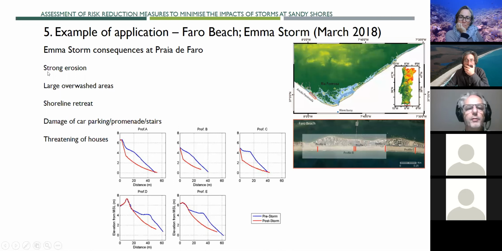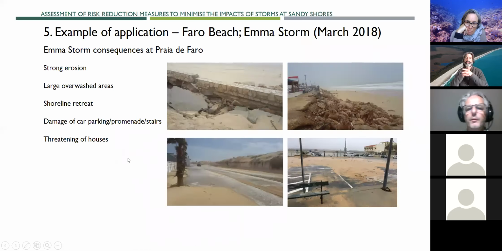It promoted strong erosion. You can see here the profiles that we made before and after. We had removal of 2-3 meters of sand in the entire area. We had large overwashed areas all over. We had shoreline retreat in some places. And of course, we also had damage to the car parking, the promenades, stairs, threatening of houses, some people being relocated during these days, and so on. So it was already a relatively strong storm with some level of destruction in the area.